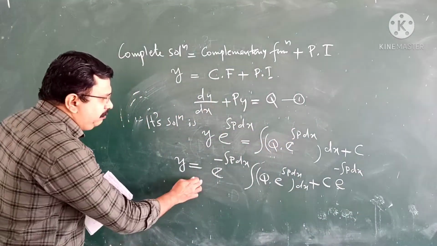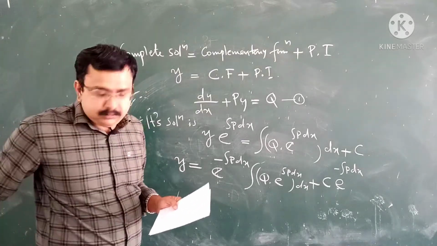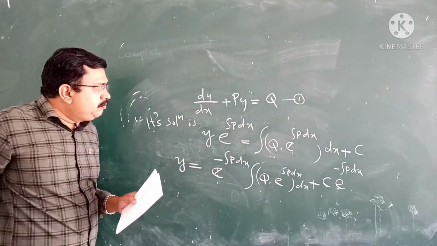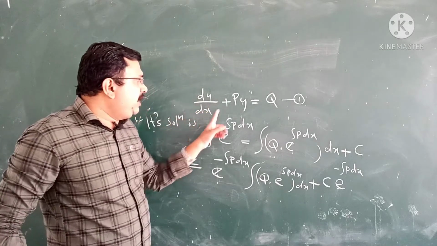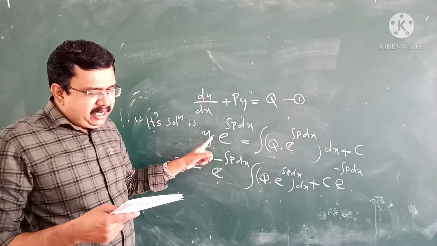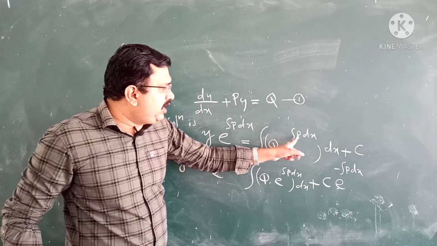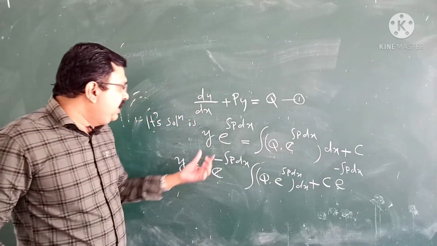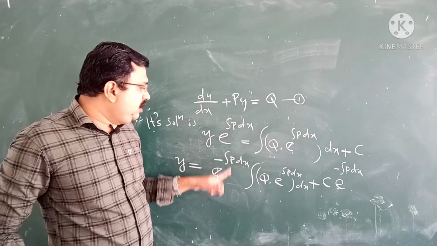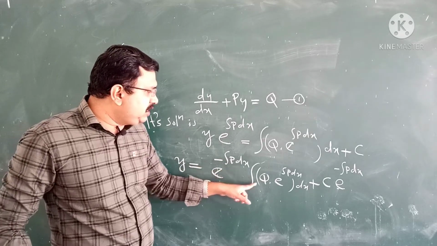That is, this can be written as y equal to... Please write down in your notebook: dy by dx plus py equal to q, then its solution is given by y equal to e raised to integral p dx into integral of q into e raised to integral p dx plus c. Then e raised to integral p dx is shifted to the denominator, so it becomes e raised to minus integral p dx into this one.